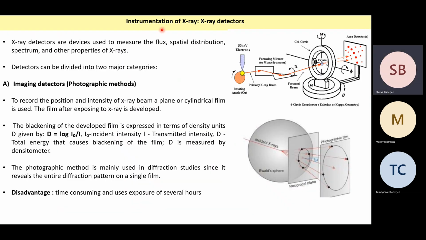Now that you have generated the X-ray, forced it through a collimator and monochromated it, the final part is the X-ray detector. X-ray detectors are devices used to measure the flux, spatial distribution, spectrum, and other properties of X-rays. Detectors can be of two types. One is a photographic method. So the X-ray beam falls on a photographic film, and this film is developed and used to calculate the position and intensity of the X-ray beam.